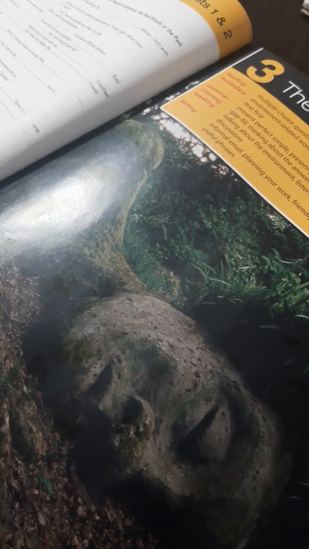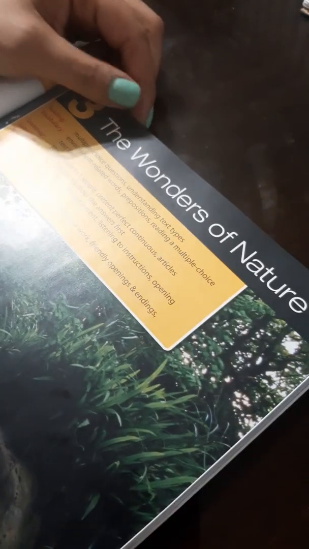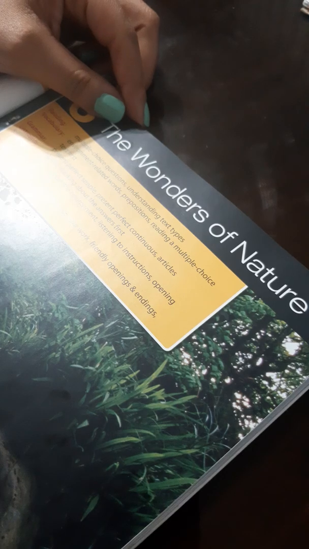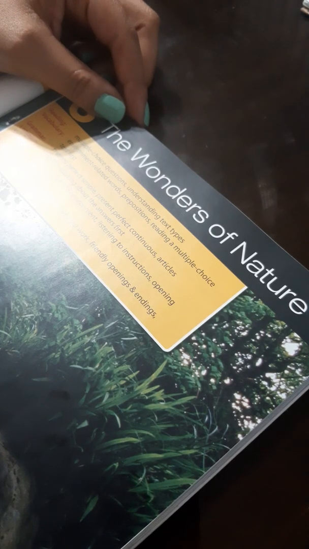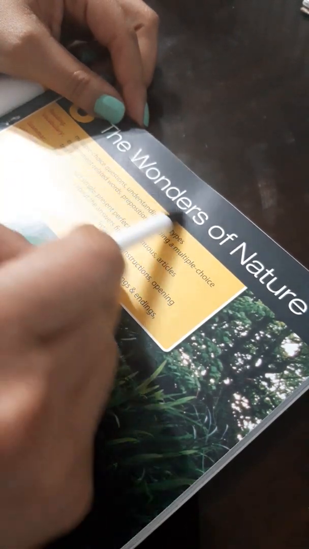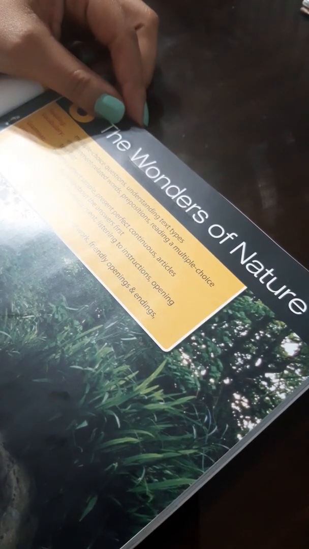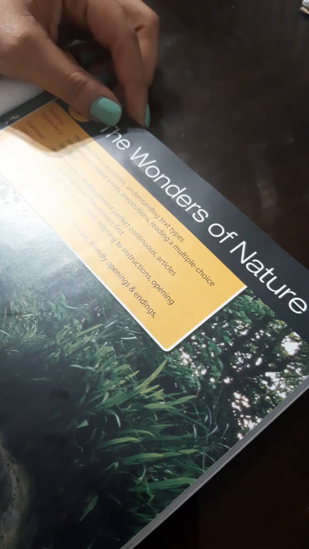Hello, my students. Today we're going to start a new unit, Unit 3, The Wonders of Nature, on page 31. Can you explain the word wonders here? Wonders are those awesome, beautiful, fantastic, and unique places on Earth. Some of them are man-made, others are natural.